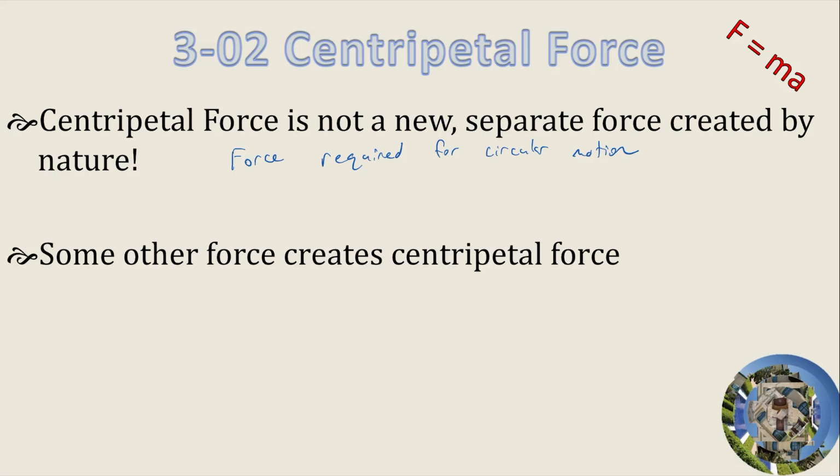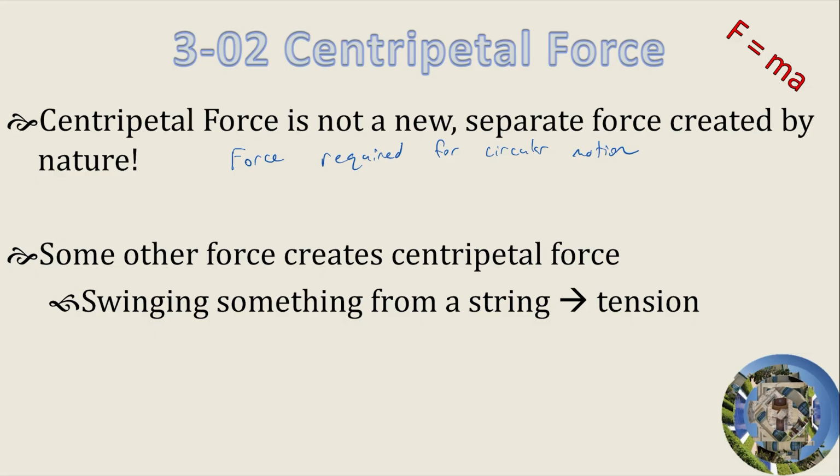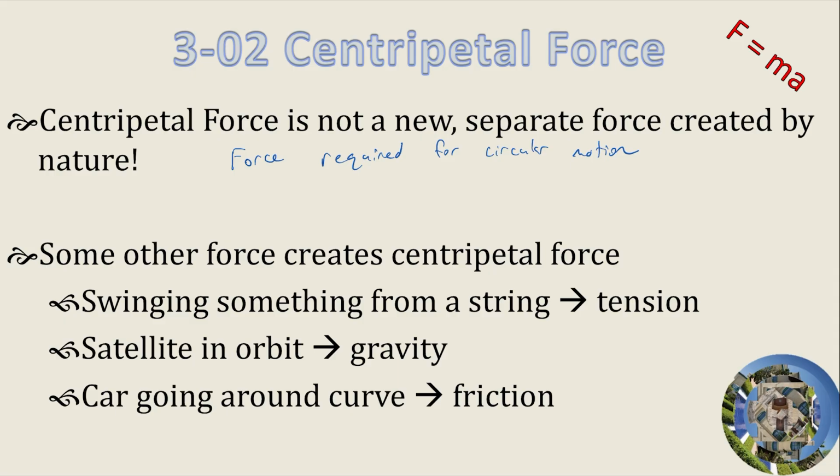Some other force creates a centripetal force, such as if you're swinging something from a string. The tension in the string makes it go in the circle. Or a satellite in orbit. It's the gravity that makes it move in a circle around the Earth. Or a car going around a curve. It's the force of friction between the tires and the road that makes the car go around the curve. You know, when it's icy and there's not as much friction, your car doesn't go around the curve very easily.